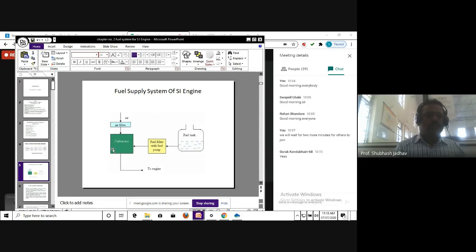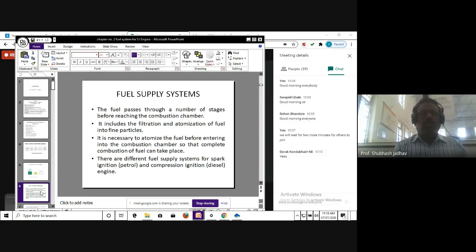So moving ahead now, here we will discuss some important things related to fuel supply system. Here we can read on this particular slide, we have written fuel passes through a number of stages before reaching the combustion chamber, which means we are preparing the air fuel mixture in the carburetor, and it is supplying to the engine, which we call as the fuel system.